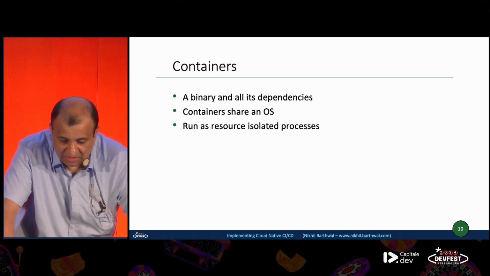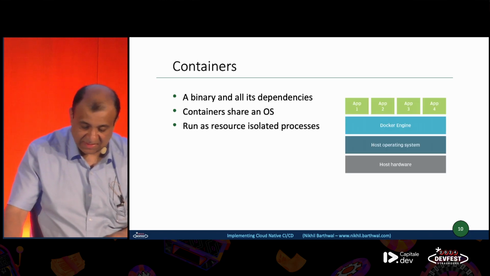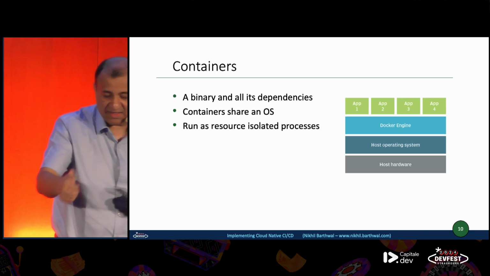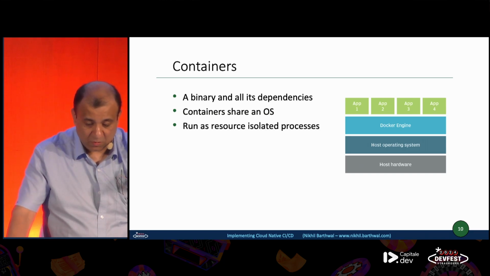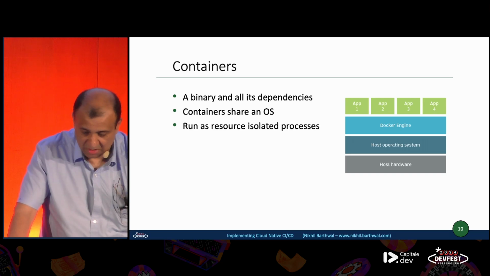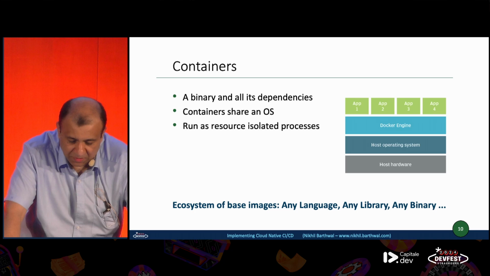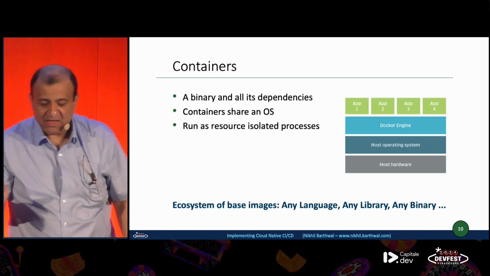Containers share an OS, but they run as isolated processes, and they are portable in the sense that I can take this container, put it on-prem, it works, I test it, then I can take it as a standard unit and deploy it to any environment: Google Cloud, Azure, AWS. All of them basically support containers in various forms. And there's an ecosystem of base images, so there are a lot of images you can have, any language, any cloud.